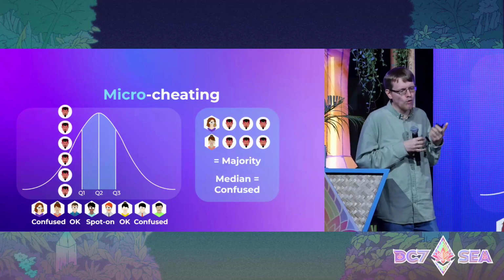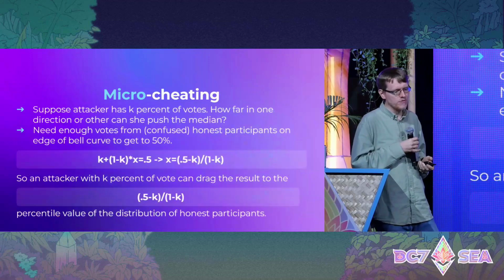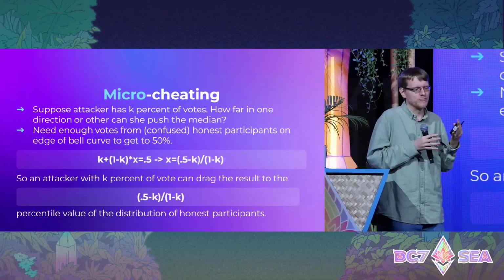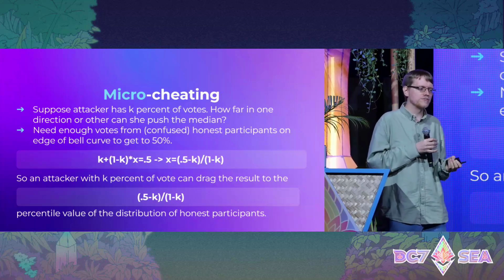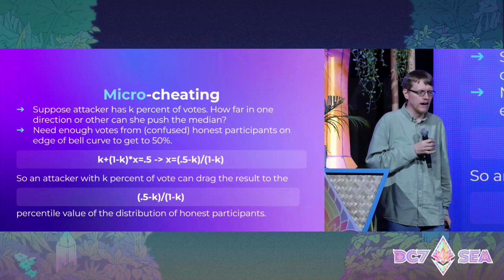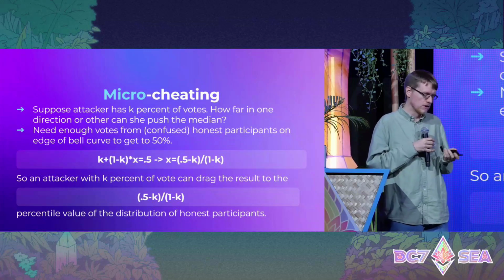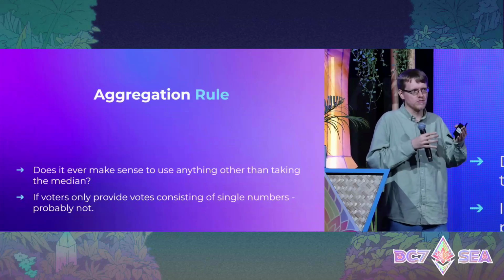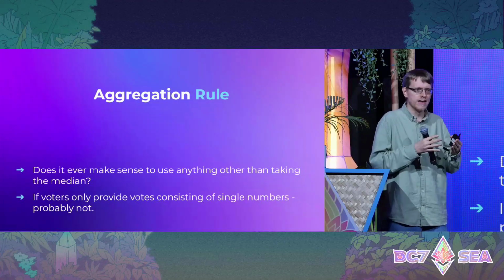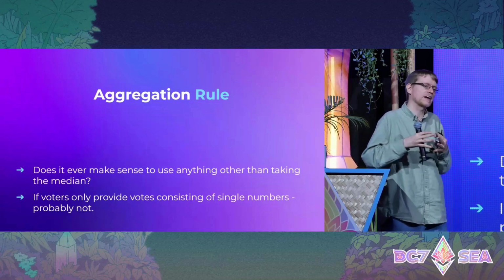And then as the attacker gets more and more votes, you can drag the answer that much more. And if you think algebraically, how much can an attacker with k votes move the answer? Well, if your aggregation function is taking the median, then an attacker with k votes can drag the result to the (0.5 minus k) over (1 minus k)th percentile of the distribution of honest participants. So this gives us a measure to judge the resistance of the median as an aggregation tool against this kind of attack. And then we can compare that to other attacks and see which ones are more or less resistant.